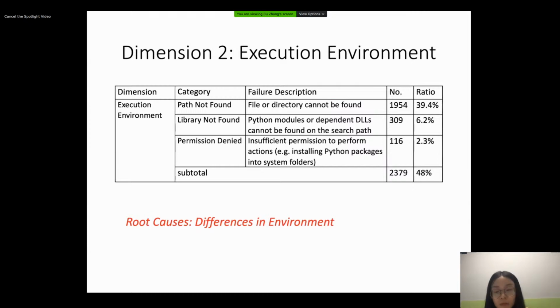Execution environment-related failures occur in the interaction with the platform rather than in the execution of code logic, accounting for nearly half of the total failures. The root cause is that the model execution environment provided by the platform is rather different from that for local development.